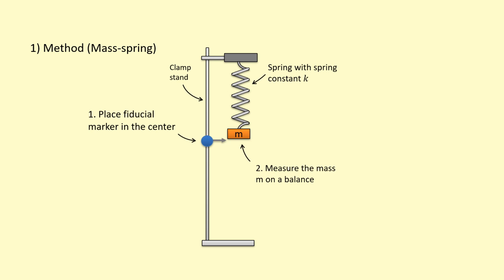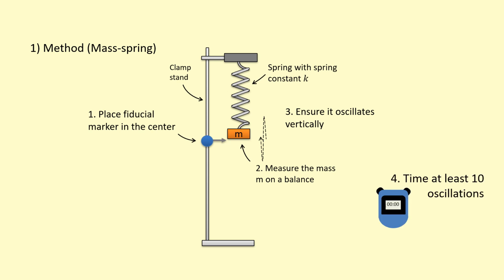So use an electronic balance to measure the mass that you're using, and then you're going to pull it down just a bit, not too much, so that it doesn't oscillate violently. So just pull it a bit and then let it oscillate up and down. Make sure it's oscillating vertically. Sometimes it tends to go left and right, and you want to avoid doing that.